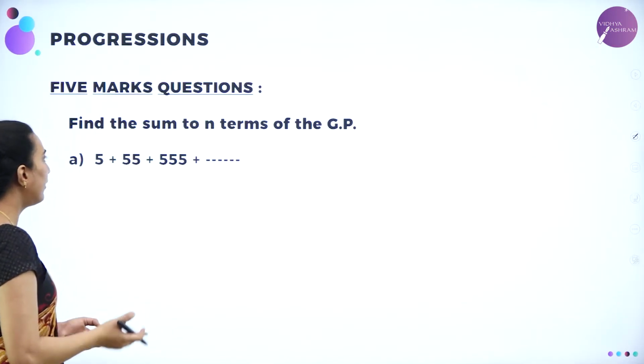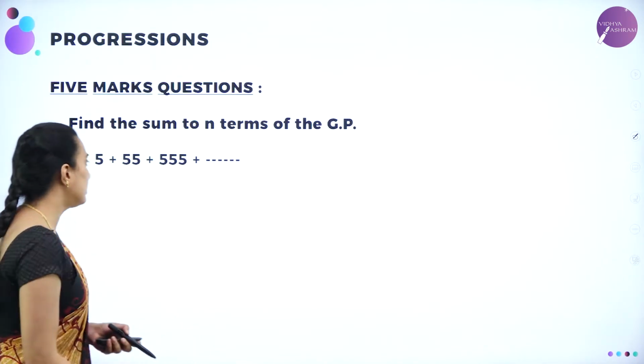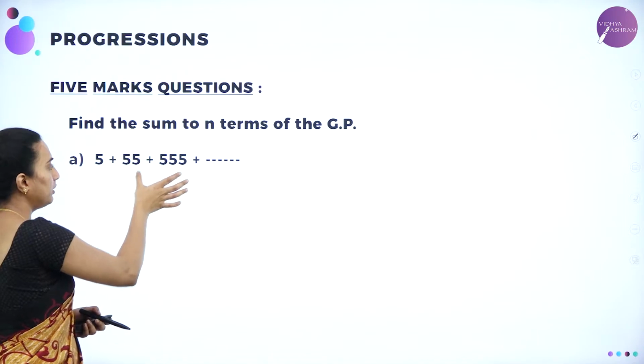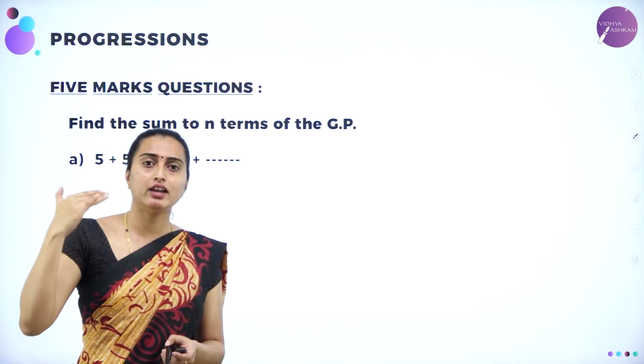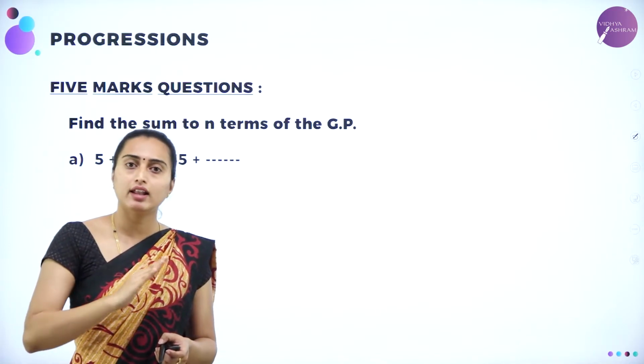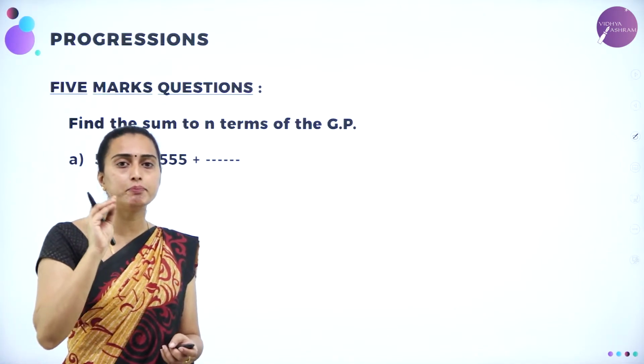What they've asked is: find the sum to n terms of the series. Dear students, they have given 5, 55, 555 like that. Try to reduce it to the form of 9, 99, 999 like that. I'm going to tell you here why: because I need to reduce it to the simplest form.